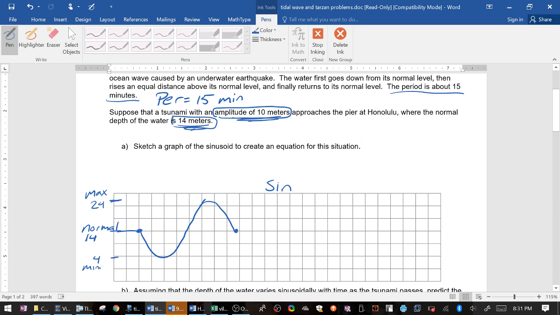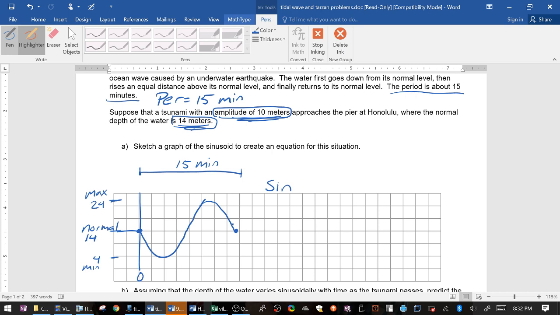Okay? It says the period is about 15 minutes. So from the start of this wave to the end of this wave is 15 minutes. And they didn't give us a starting point. So I'm going to assume that we are beginning right at the very beginning of this problem at 0. So the tsunami starts at 0, and then 15 minutes later that wave has come through. So we've got all the information that we need.